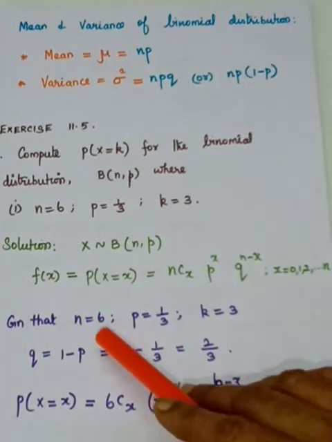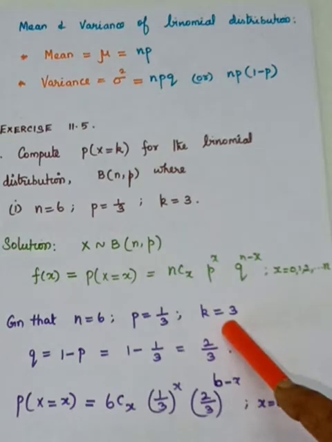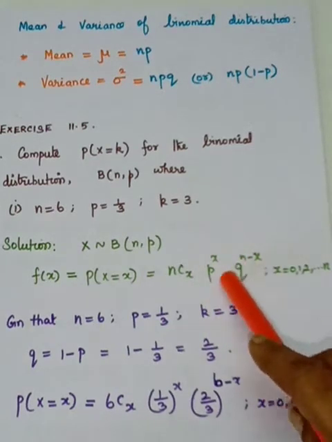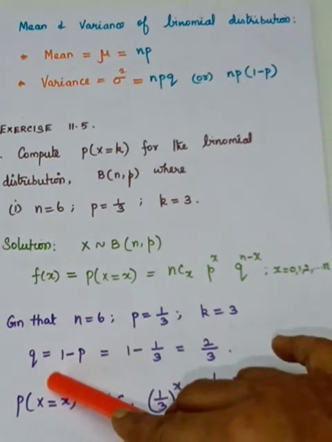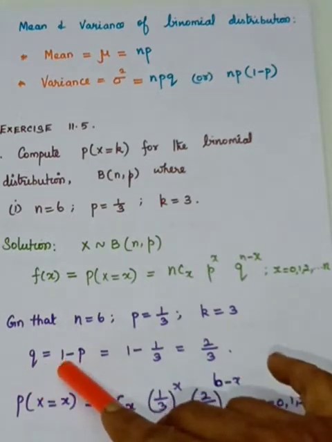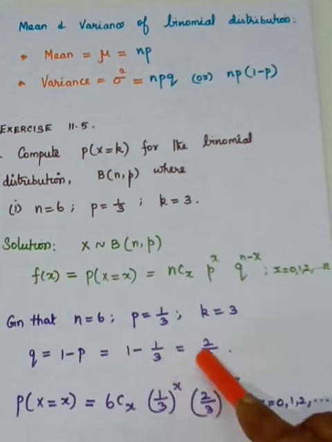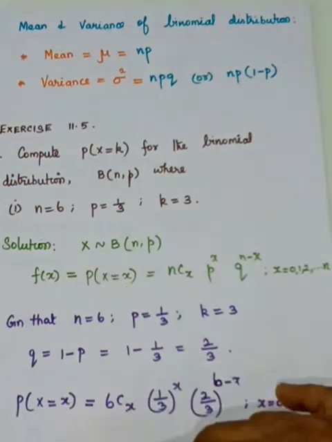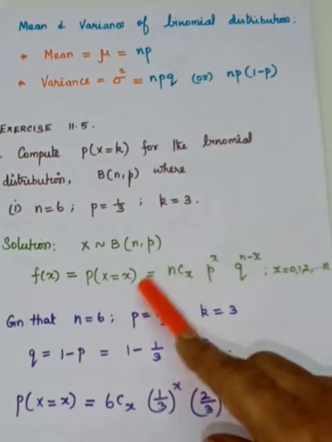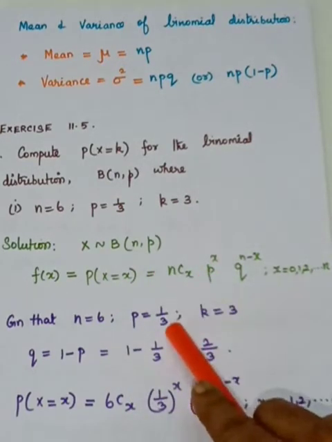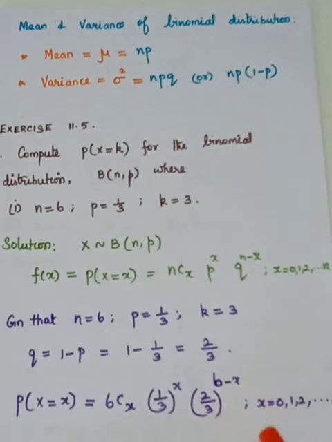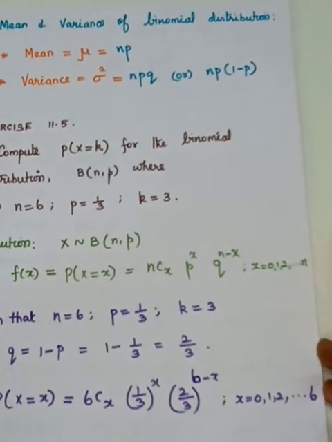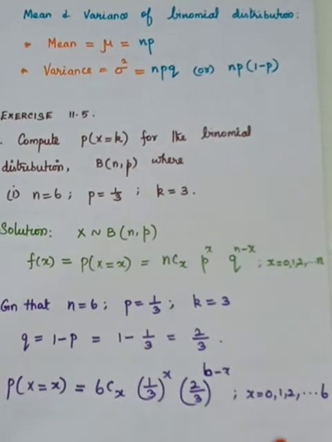Here n is given, p is given and k is equal to 3 is given. So substitute here. What is needed? q is needed. In the binomial distribution, the random variable is making Bernoulli trials, so q is equal to 1 minus p. It is 1 minus 1 by 3, which is equal to 2 by 3. Take this result, P of X equal to x, and substitute n as 6, p as 1 by 3 and q as 2 by 3. Here n minus x is 6 minus x, where x varies from 0, 1, 2, etc. up to 6, because n should be finite.